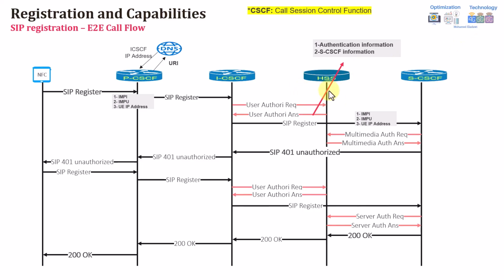Also, another important thing the HSS checks, not only the serving call session control function, is the IMPI and IMPU, to check whether this user is authorized on the network or not. Maybe the user is restricted or blacklisted or whatever. So this is also a confirmation of the information being communicated to the I-CSCF.